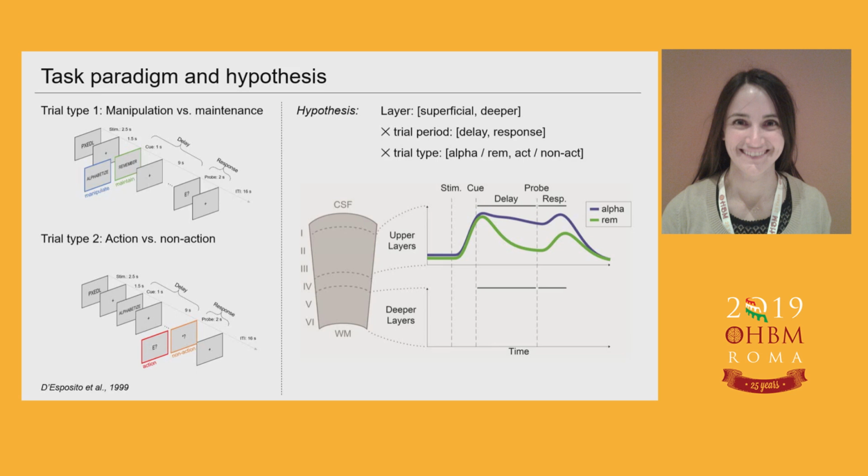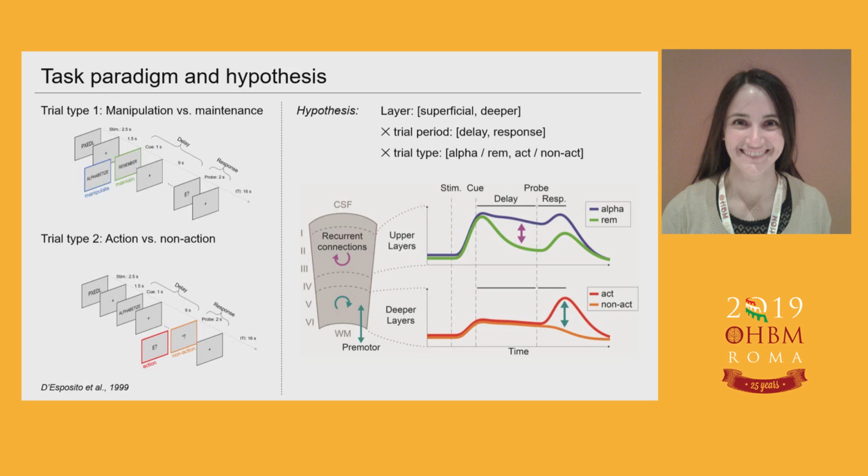And this difference here, we hypothesize, is coming from those recurrently connected networks of layer 3 pyramidal cells. In contrast, the deeper layers should be potentially less sensitive to the delay period, but we should see a peak of activity in the deeper layers at the time of the response, but specifically in the action trials and not in the non-action trials. And this may be reflecting local networks in the deeper layers as well as input from and output to premotor areas.